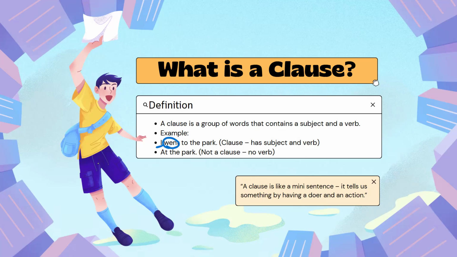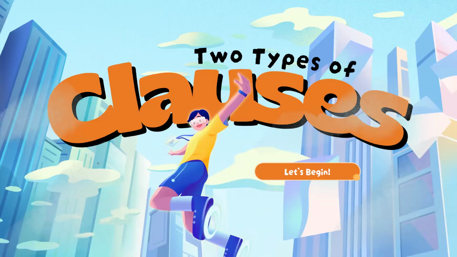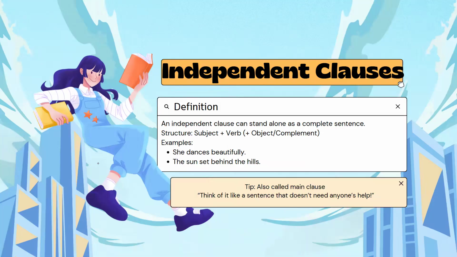So there are basically two types of clauses. One is the dependent clause and the other is the independent clause. A clause that makes complete sense on its own is called an independent clause, which can stand alone. So the structure is subject, verb, plus object or complement. It is also known as the main clause or a simple sentence.